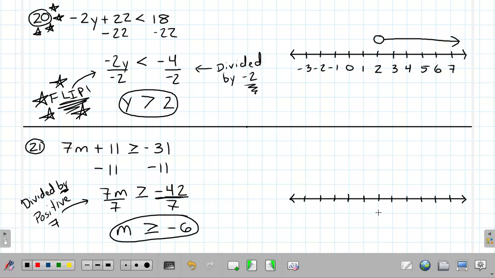So we go through the same thing. We label our number line.